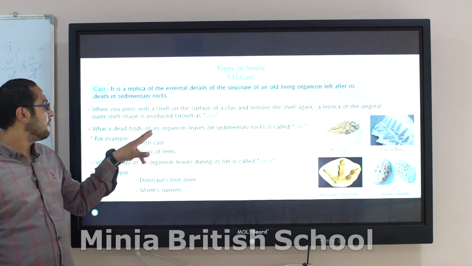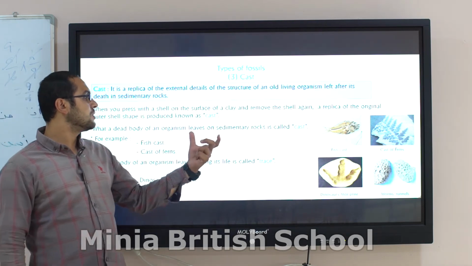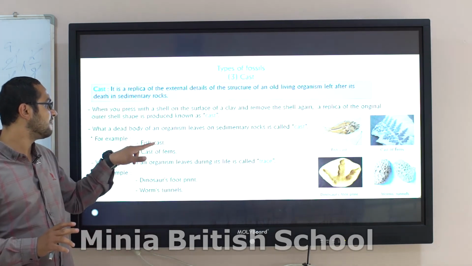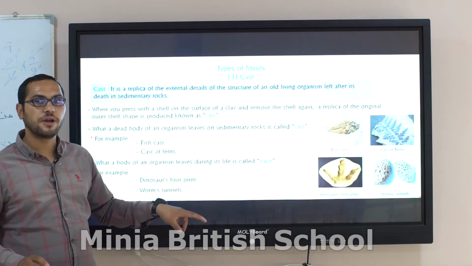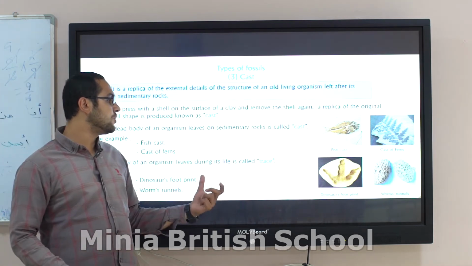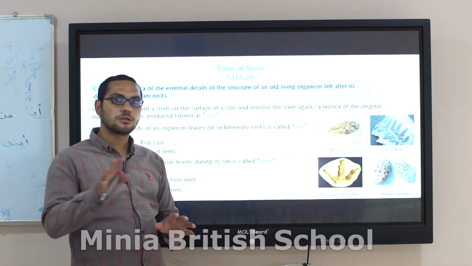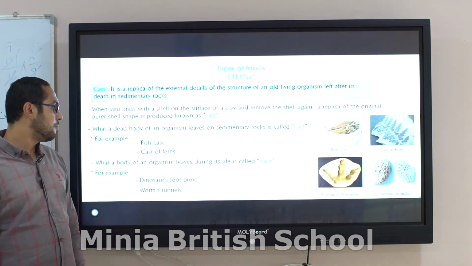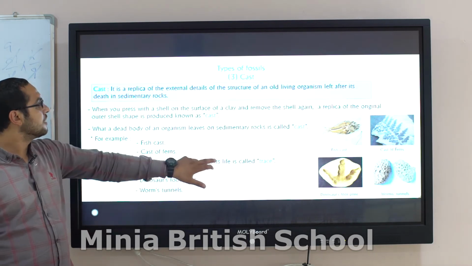What a dead body of an organism leaves on sedimentary rocks is called a cast, for example, fish cast and cast of ferns. What a body of an organism leaves during its life is called a trace, for example, dinosaurs' footprint and worms' tunnel.